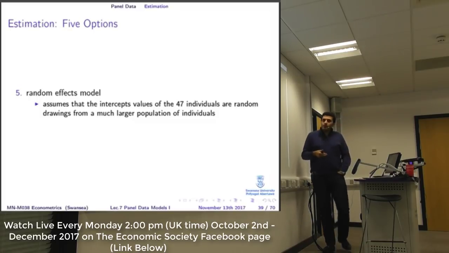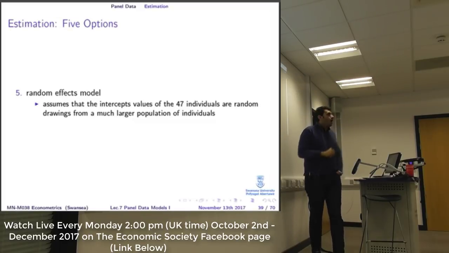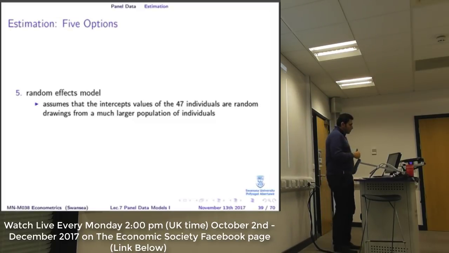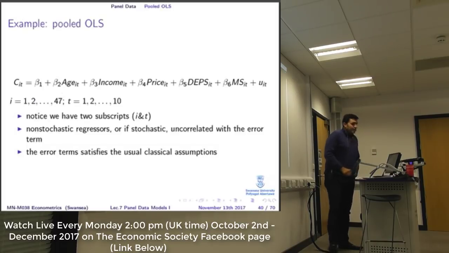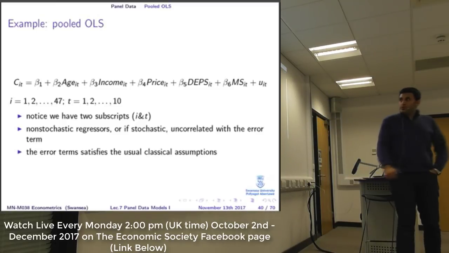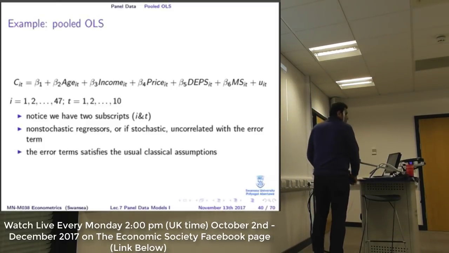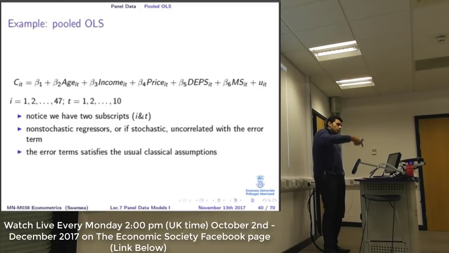And again, the random effect model in this case will assume that the intercept values of the 47 individuals are random drawings from a much larger population of individuals, and that explains why it is called the random effect model. Okay, so let's now look at the first one, the pooled regression, the pooled OLS. So what would we have here? C_it, this is our dependent variable, the charity given, so how much charity individual i gives in time t. So that's how you read it.